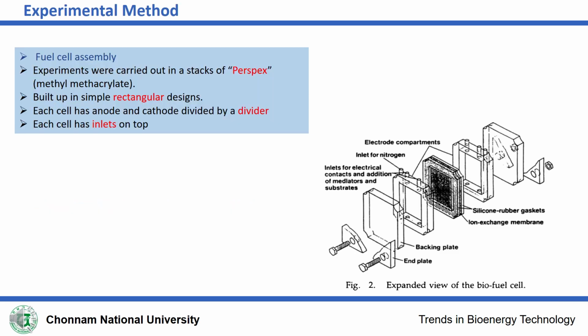Fuel cell assembly. Experiments were carried out in stacks of cells built up in rectangular designs. Each cell unit had an anode and cathode separated by a divider. Each compartment has inlets for the addition of the solution. The stack temperature was maintained at 30 degrees Celsius.